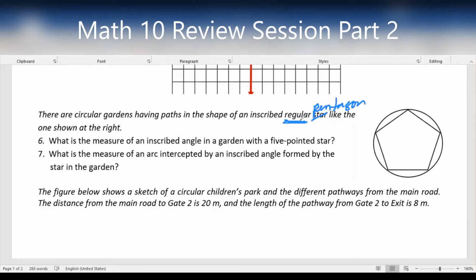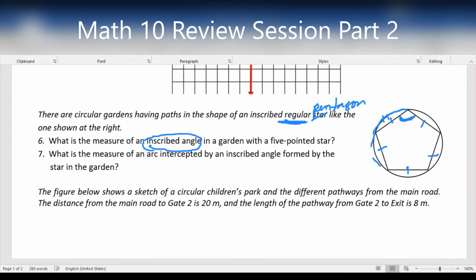Regular, this is your clue. You learned this before in the lower grades. When we say regular, all the sides are equal. Therefore, all the arcs, lahat ng arcs niya equal also. So this arc is equal to this arc and so on. And if there are 5 sides, there are also 5 arcs. Now, the question is, sa number 6 muna tayo, what is the measure of an inscribed angle? Where is the inscribed angle? Ito po yun. So, what is the measure of this angle?